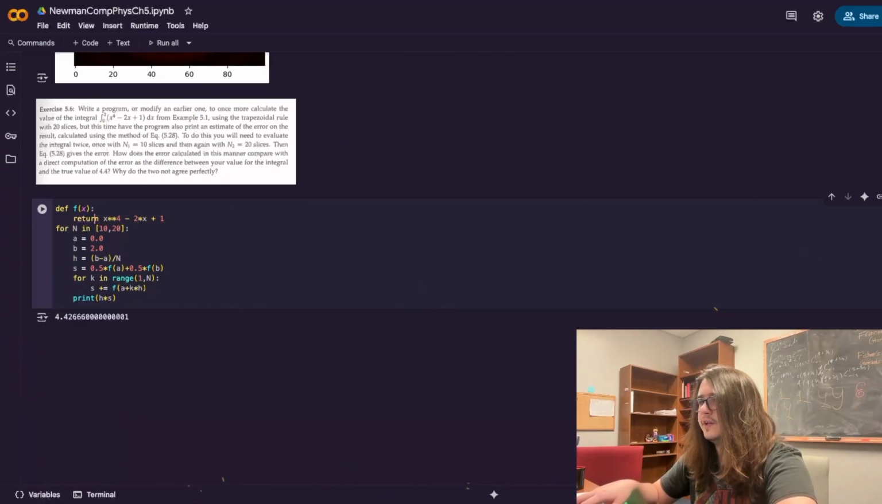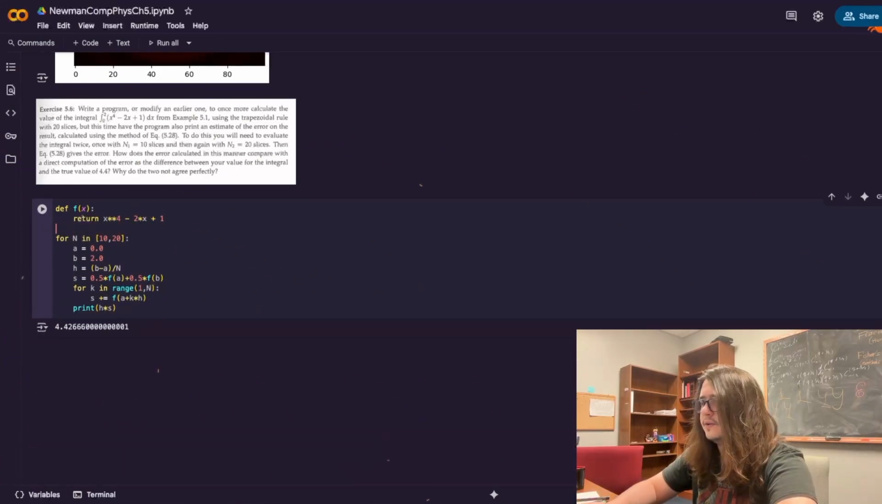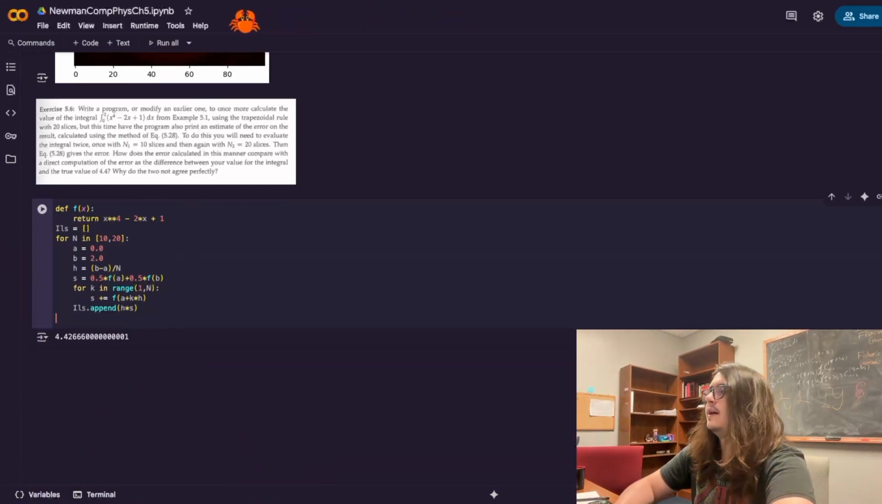And instead of printing out the values of the integral, let's go ahead and store them in the list, ILS, and then it's going to be empty, and then we're going to ILS.append that stuff there, the result of the trapezoidal rule integral, right?